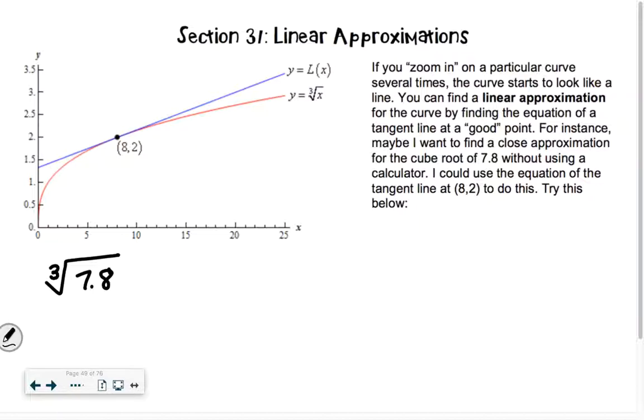If I have the cube root of 7.8, here's the process. I find the equation of the tangent line for f of x equals the cube root of x. I need the slope, by finding the derivative, and I need a point. What point is close to 7.8 that I know how to take the cube root of? 8. So I'm going to use the point (8, 2), because when I plug 8 into the cube root, I get 2.